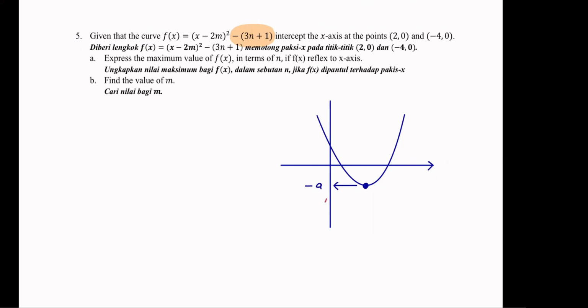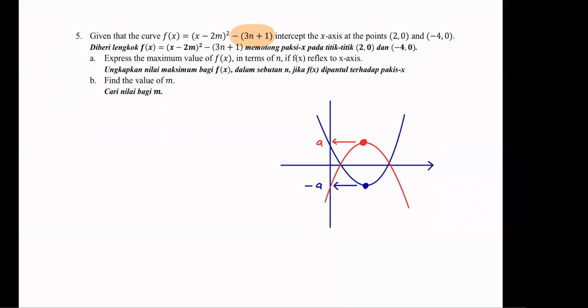Your graph should be like this now. Nampak? Sudah pantul kan? So what will happen now? The minimum value becomes the maximum value on top here, and the value here will be changed over here. Nilai ni akan berubah dekat sini. Ini sudah jadi terbalik. Ini akan jadi A. Faham tak? Nilai dia punya tanda akan terbalik.